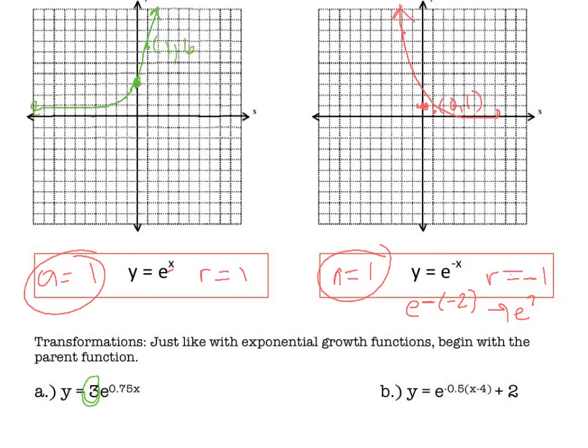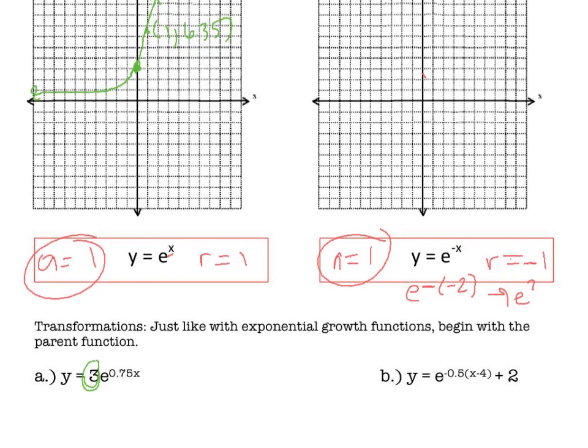Now let's actually do a transformation. So in this second example, I have y is equal to e raised to the negative 0.5 times the quantity of x minus 4, plus 2. Just like last time when we did transformations, we'll go ahead and start out by graphing the parent function, and then we will translate the whole line. So the very first thing we want to do is graph the function y is equal to e raised to the negative 0.5 x power.